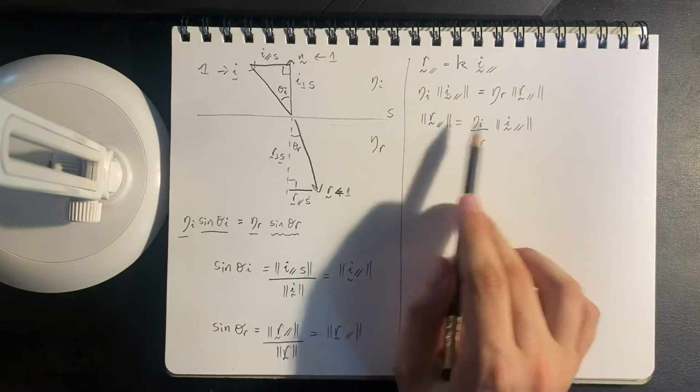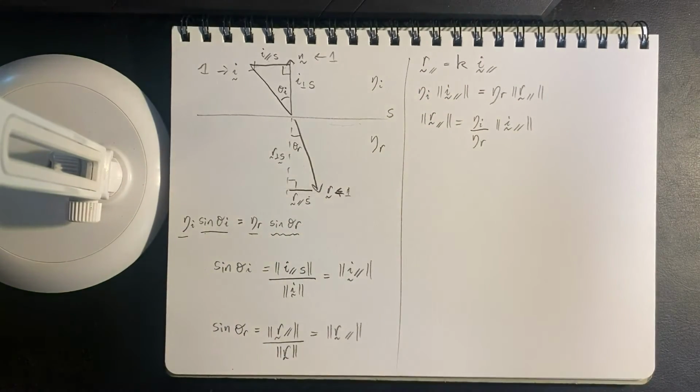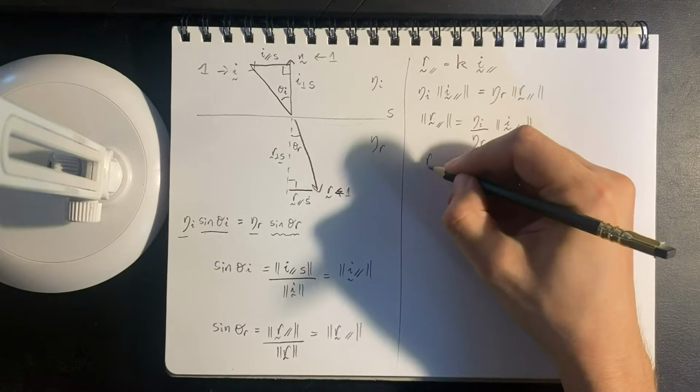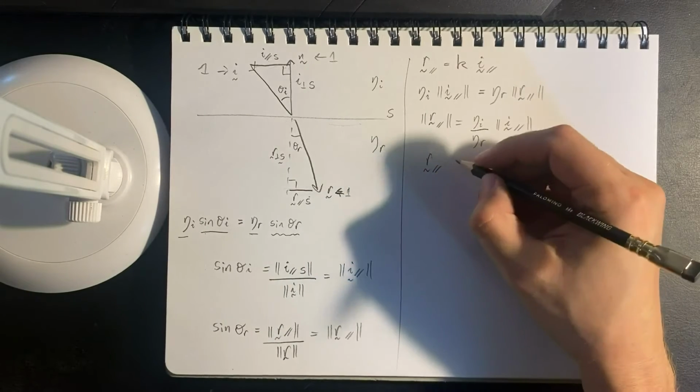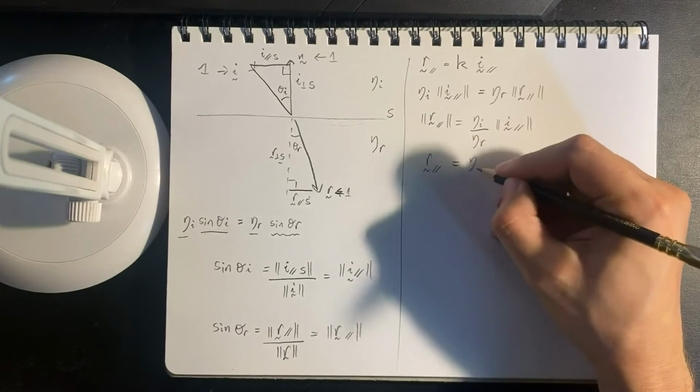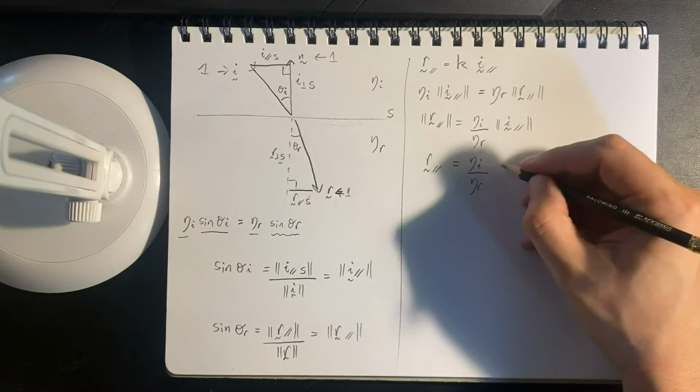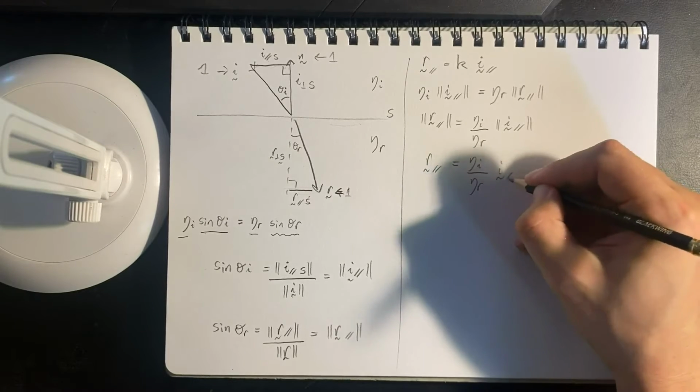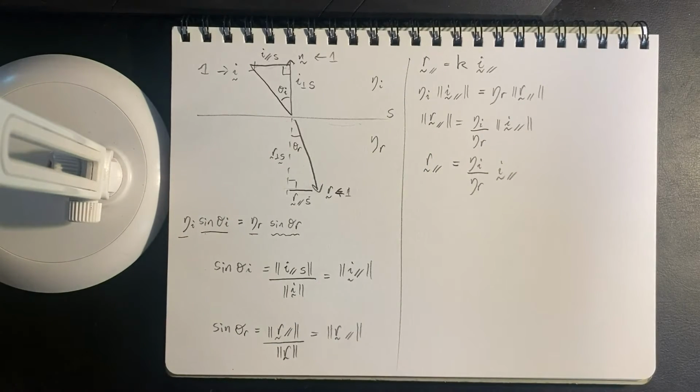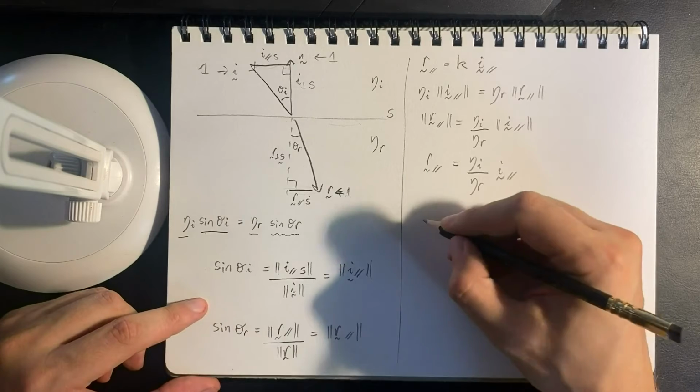And if we take these facts and put them into Snell's law, we can see that the magnitudes are related by this scalar multiple, and therefore that tells me that the parallel vector is NI/NR times the parallel incident. So let's have a look at the parallel vector.